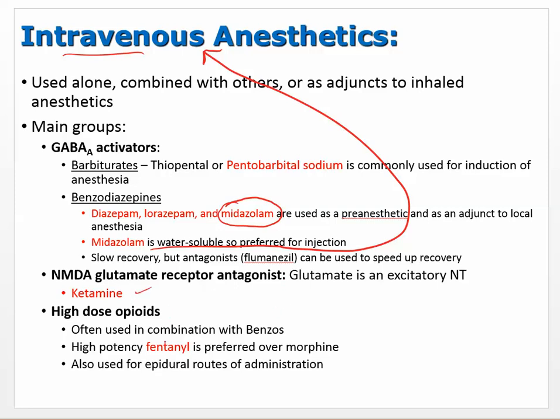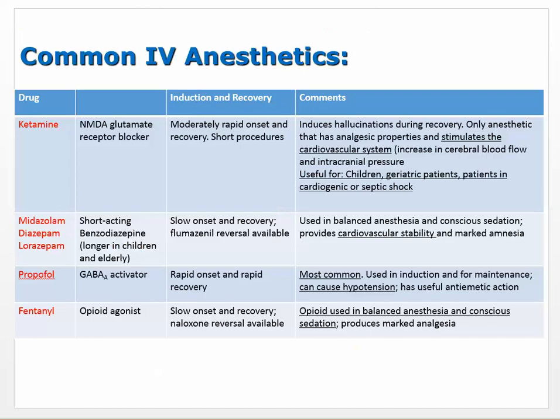And then the high-dose opioids. High-potency fentanyl is preferred over morphine. The high-dose opioids are used in combination with benzodiazepines. They're also used for epidural routes of administration. So there are opioids that can be injected in the epidural area of the lower spinal column to cause localized effects. That's the epidural, so from that point down, acting directly at the spinal cord.